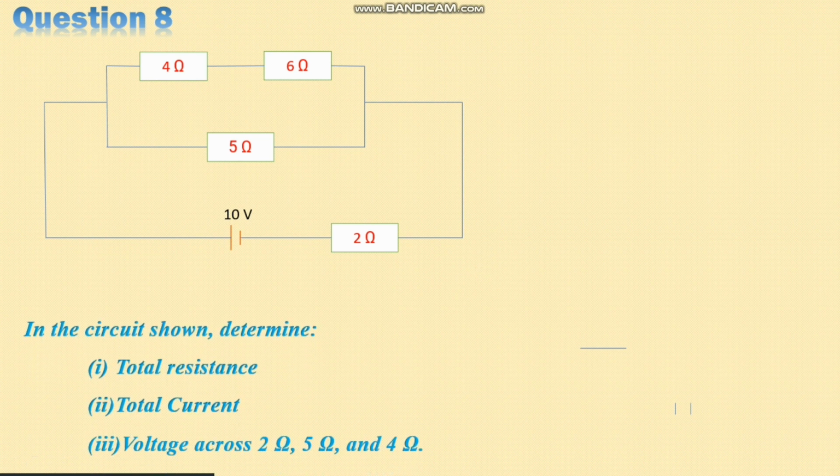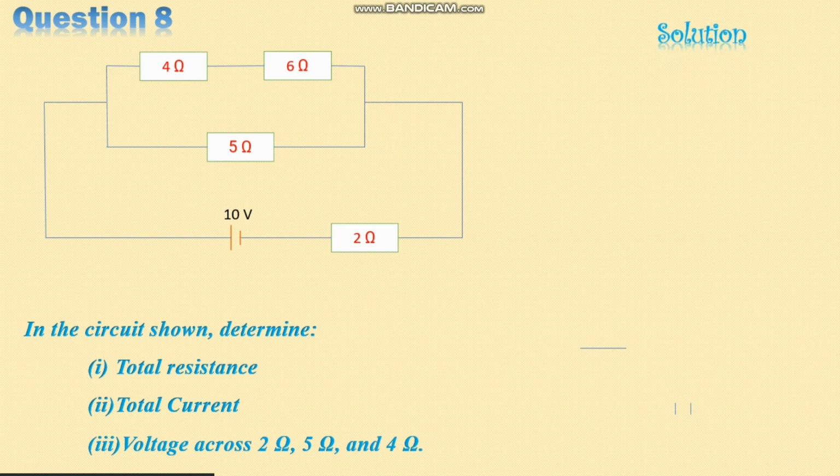Now let us look at this question. In the circuit shown above, determine the total resistance. The total resistance of the circuit, in fact the whole of this circuit. We are supposed to find the total resistance. Then the second question is the total current passing across this circuit, and also the voltage across the 2 ohm, 5 ohm, and 4 ohm resistors.